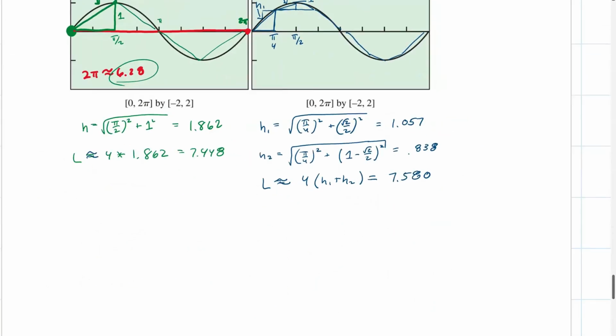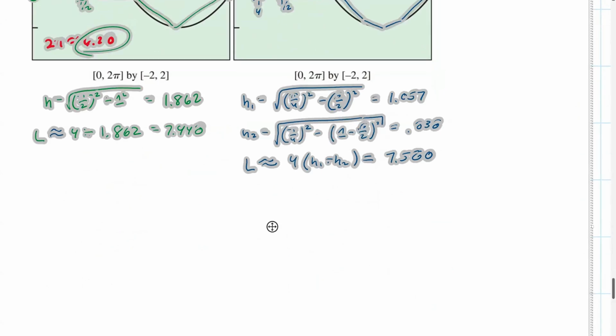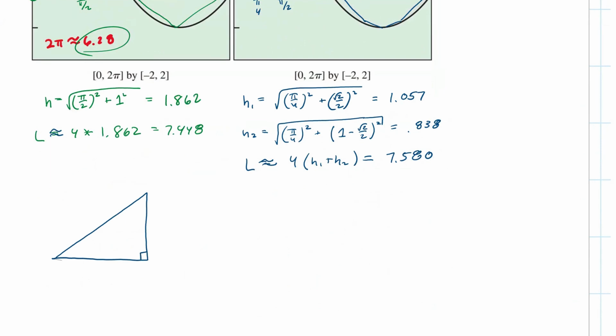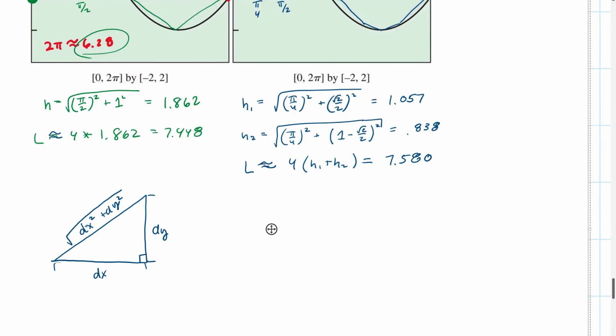Well, let's follow this idea. The triangle that we were using the hypotenuse on has some change in x. I'll call that change of x dx, and some change in y. I'll call that change of y dy. And that makes the hypotenuse the square root of dx squared plus dy squared. And that is a pretty good estimate for a very small piece of arc length.